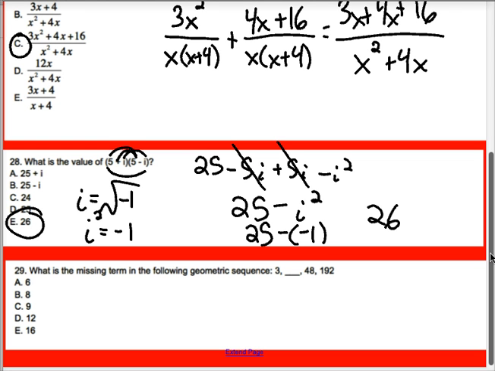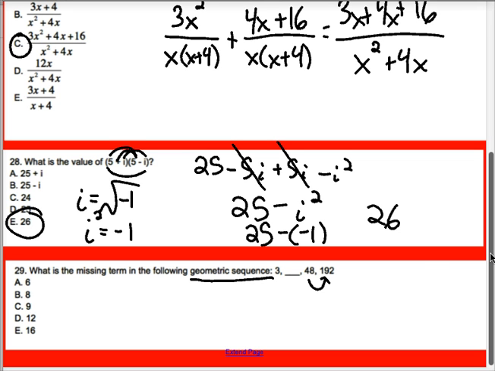All right, and finally, 29. What is the missing term in the following geometric sequence? So here you need to remember what a geometric sequence is, what that means. A geometric sequence means you're multiplying to go from term to term to term. So we need to figure out what we're multiplying by. So that's the key here. I can use these two numbers. I need to figure out what do I multiply by to get from 48 to 192.